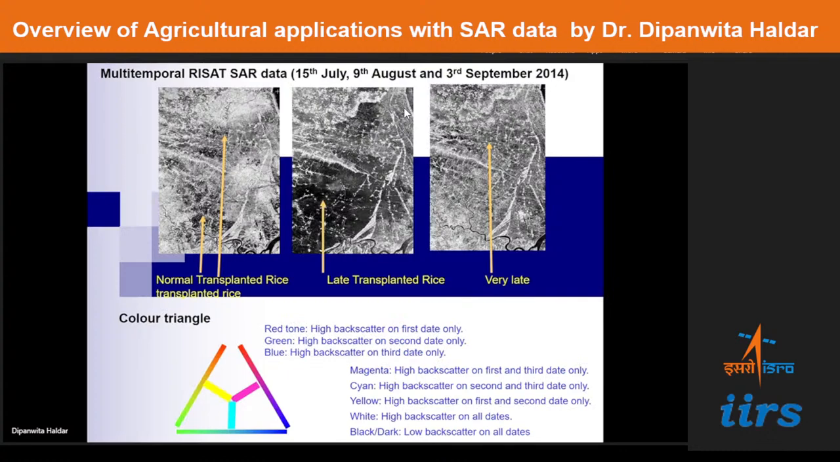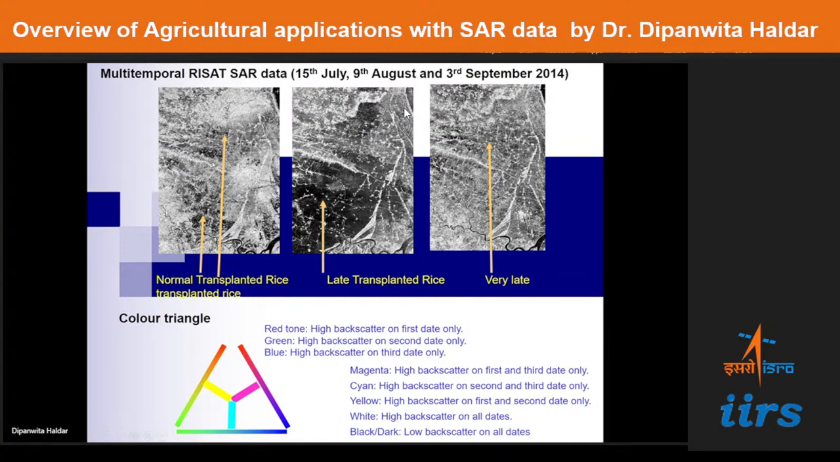Now, how does the multi-temporal data look? A single date of SAR data will look black and white. If you see here, there are 3 black and white images. The first one is from mid-July, the second one is from August, and the third one is from September. I think you can't infer much from these three data sets, but when you combine them, they actually give you very meaningful information.